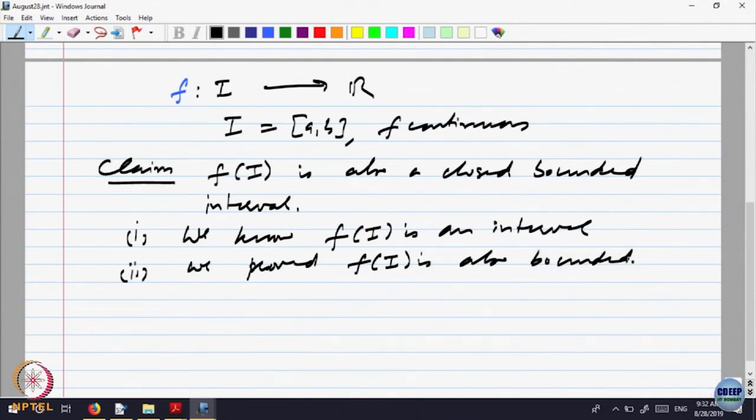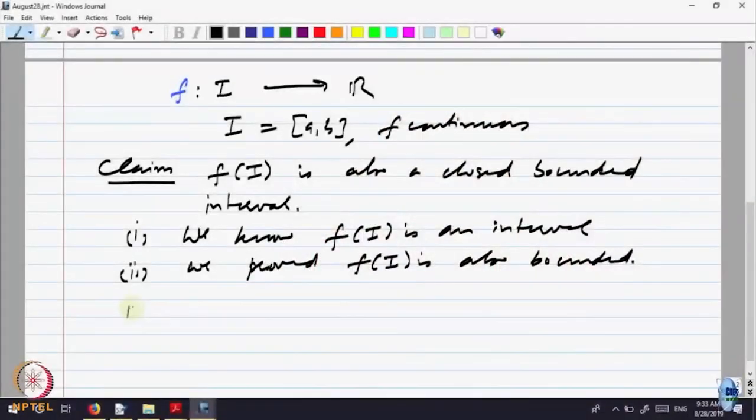The basic idea was that if it is not bounded, then there is a sequence in the range whose absolute value goes to infinity. Look at the pre-images, which lie in I, which is closed bounded, so they should have a convergent subsequence. But that is not possible, because if the pre-images have a convergent subsequence, then the image must be convergent, but that is unbounded, so it cannot converge. We had proved that. So let us prove the third, namely that f of I is closed.